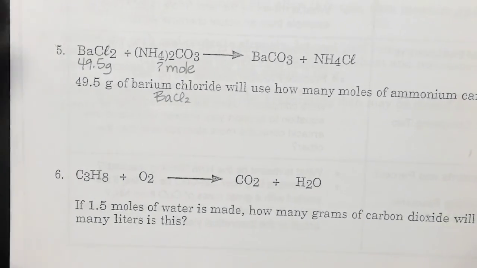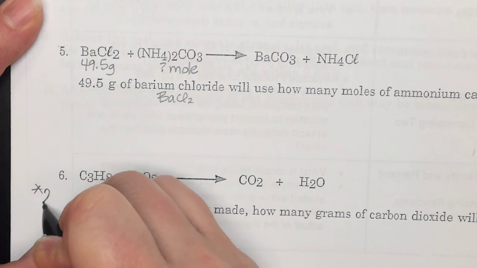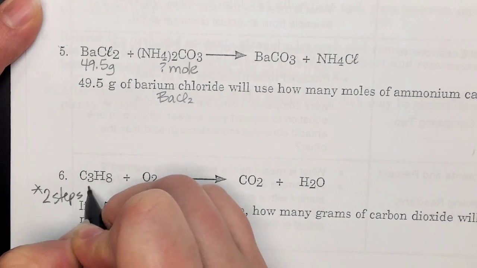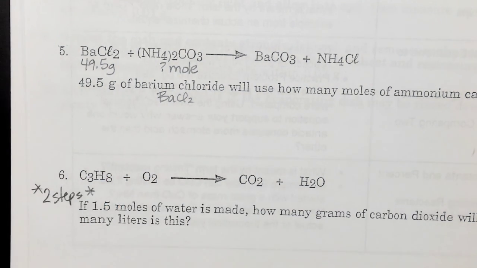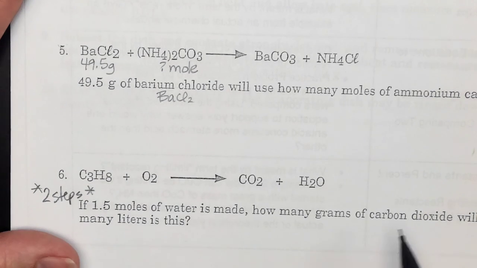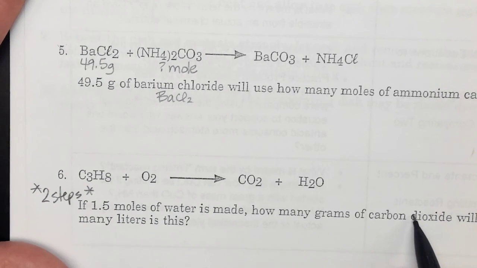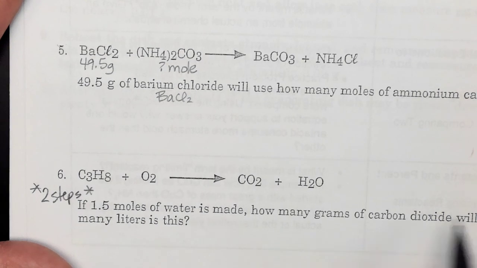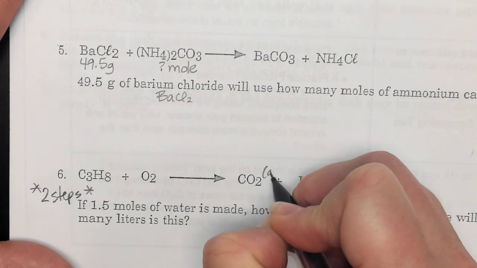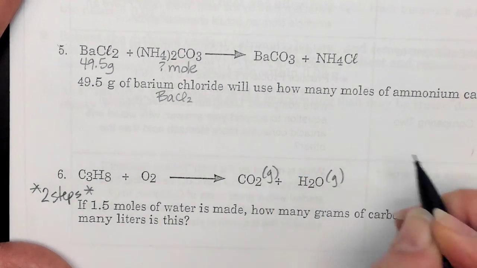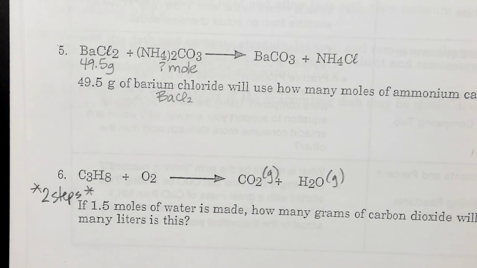Number 6 is 2 parts. Note, 2 steps, or 2 separate problems. The first part is to tell me grams of carbon dioxide. The second conversion problem I want you to do is how many liters of this. So note, carbon dioxide is a gas and water is also a gas. Okay?